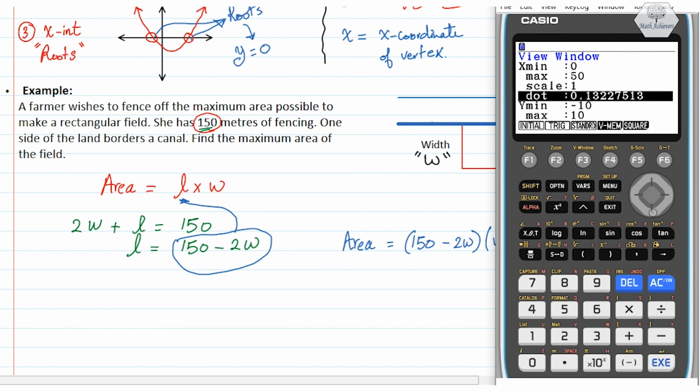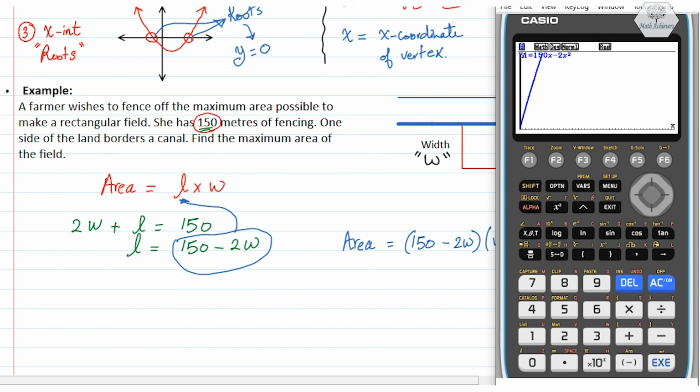The Y in our case represents the area. Since it's the area in terms of W, the Y is the area. Also, the area can't be negative. And I can make the maximum 1000. Let's see if I can see the shape properly now. And I go to draw. Still, I can't see it.